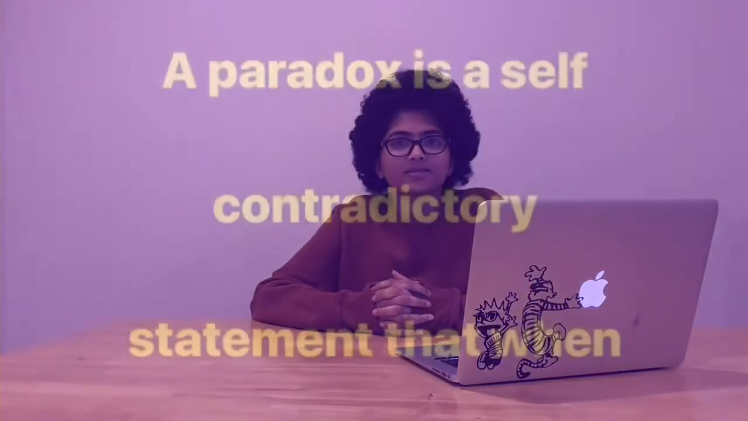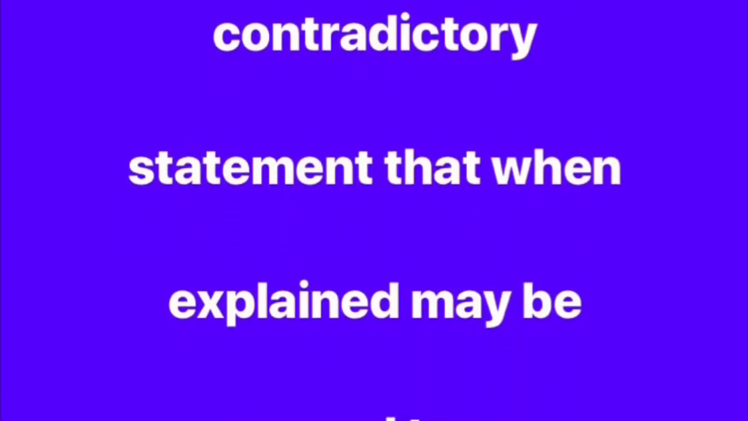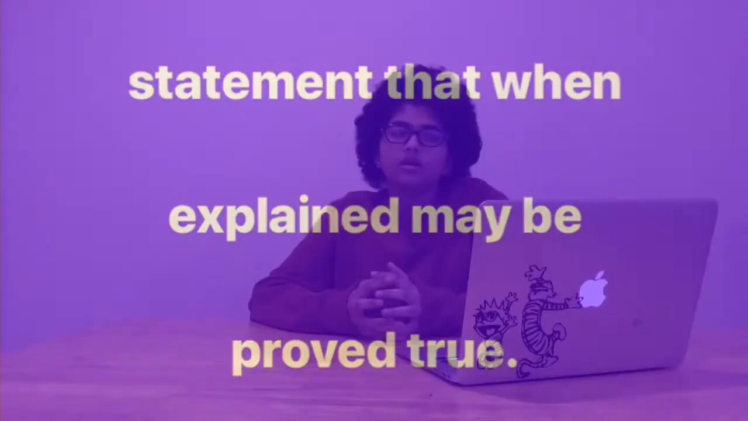And now we're moving on to paradox. A paradox is a self-contradictory statement that, when explained, may be proved true. A paradox makes the readers think about the statement in a way that they might not otherwise. Some common examples include the beginning of the end, or ignorance is strength, or even less is more. In The Tempest, Shakespeare uses paradoxes to create a deeper meaning to the story and also to prompt readers to think about the story on a deeper level.